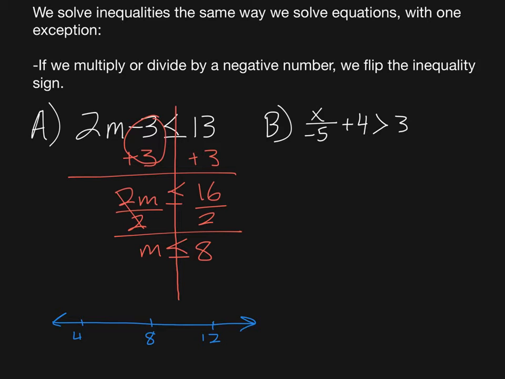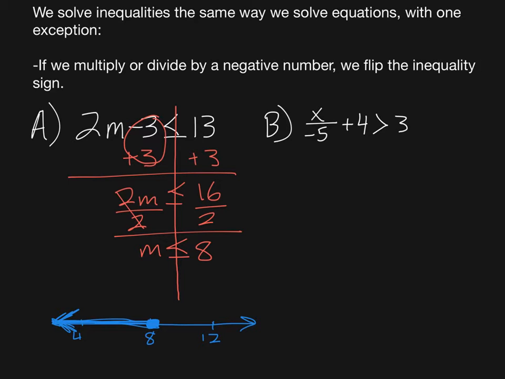So I have 4, 8, 12, and m is less than or equal to 8, so I know that's going to be a closed circle because 8 is a solution. 8 is part of our answer. 8 would make this original inequality true, and m is less than 8 also. So we're also going to shade in all the numbers to the left here. So here we have our answer written as an inequality, and here we have all of our answers plotted on a number line. 8 and everything to the left.